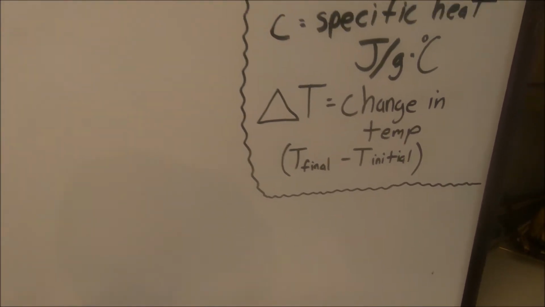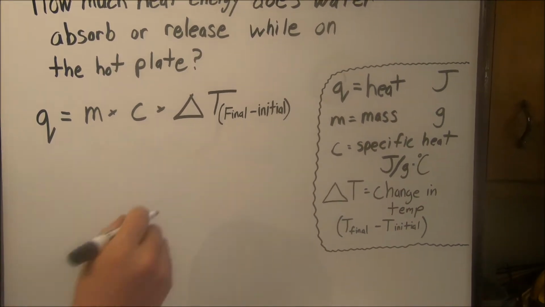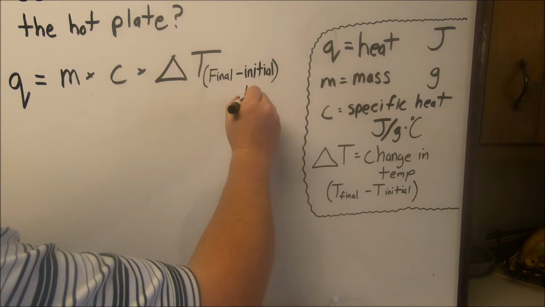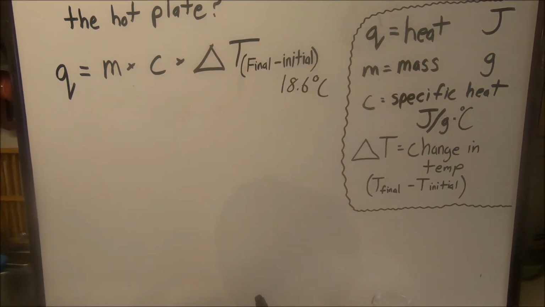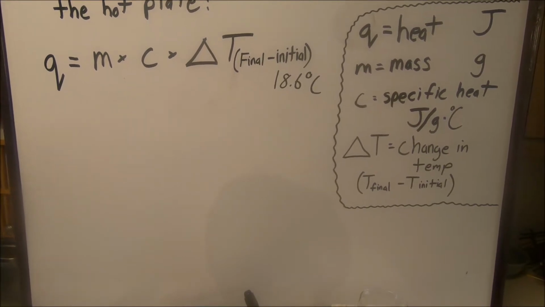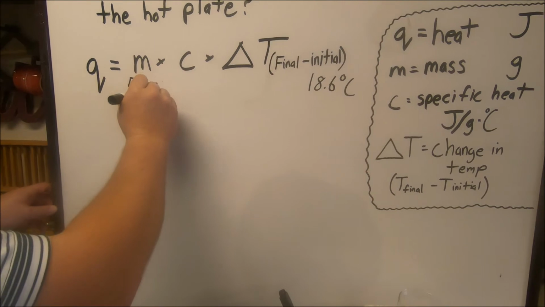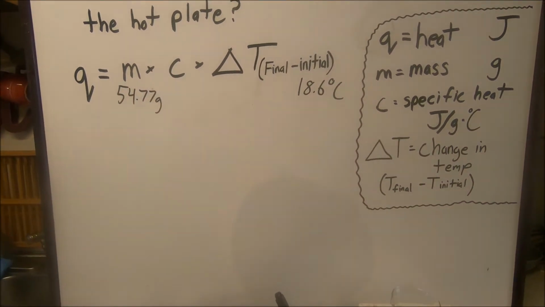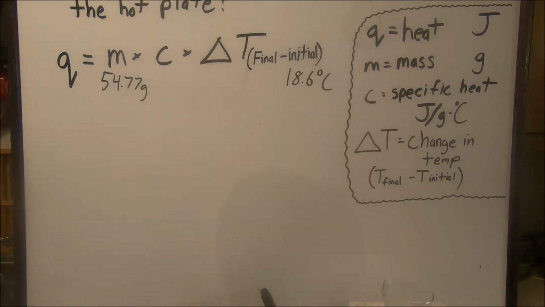minus the initial temperature. Now what we knew right away was the initial temperature of our substance was 18.6 degrees Celsius. And we took the mass of our material to be 54.77 grams. So what we're going to be looking for is solving for our equation Q is equal to.